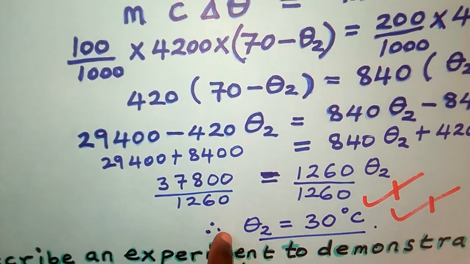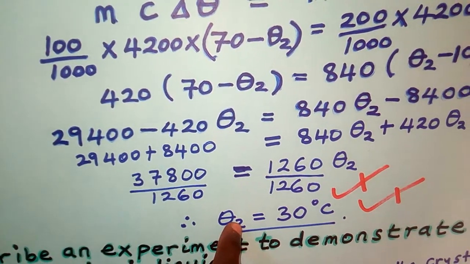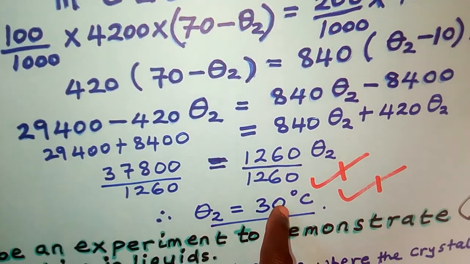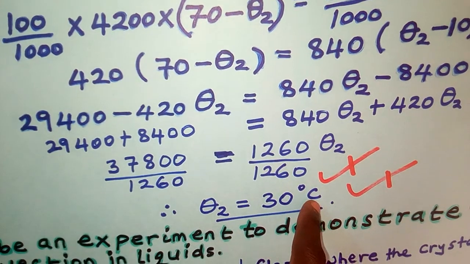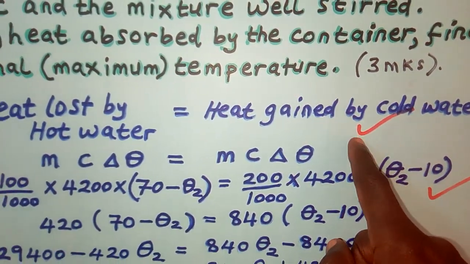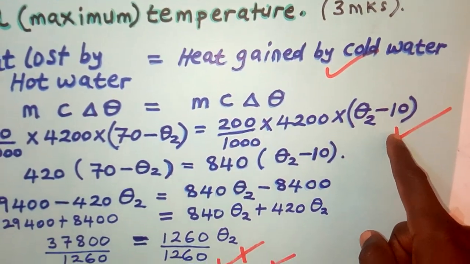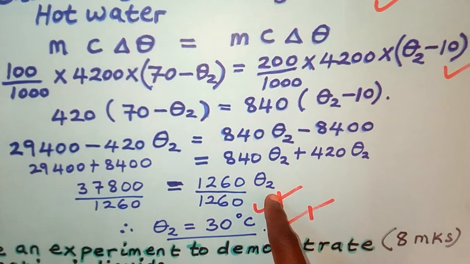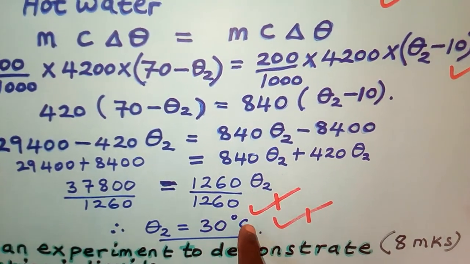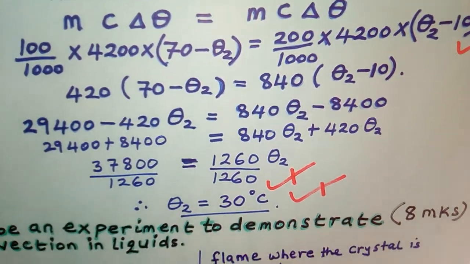So therefore, theta 2, which is the temperature of the warm water, the final temperature after mixing the cold water and the hot water, is supposed to be 30 degrees Celsius. So how many marks were given? There were 3 marks. 1 is for the formula, 1 is for substitution, a half for the correct answer, not just the answer but the correct answer, which is 30, then a half for the unit. And you get all your 3 marks.